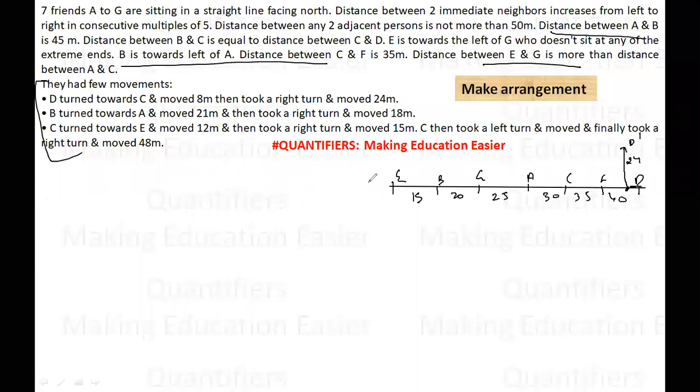B turned toward A, moved 21 meters. So B crossed this 20, moved this 25, 21. Went past this, somewhere here. Took a right turn and moved 18. So B dash. This is the final positioning of B.